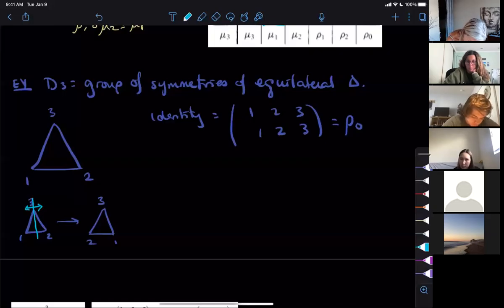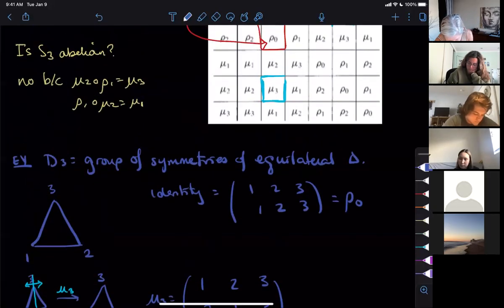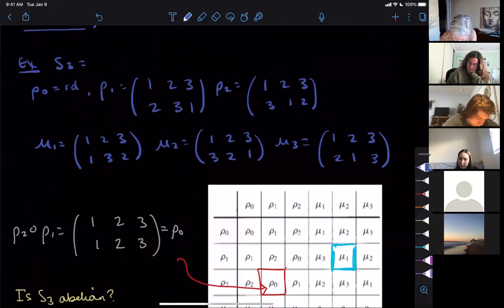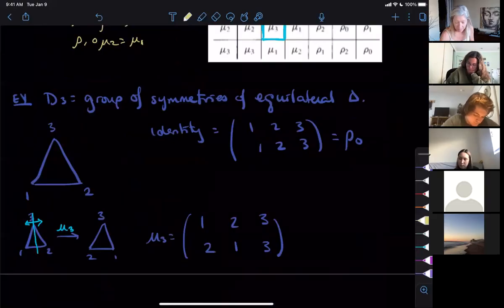Okay, this one is mu3, I think. So 1 and 2 get exchanged and 3 stays the same. And I think that's the same as our mu3 up here. Okay, it is. So mu is like an M. What do you think M is for? M's for mirror. So these are the mirror reflections about these different axes.